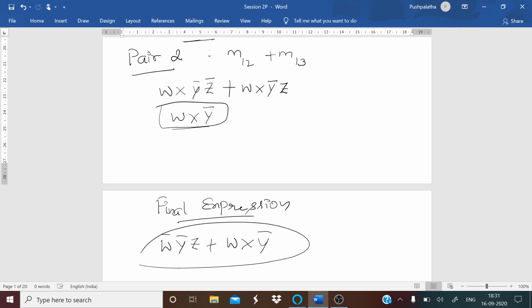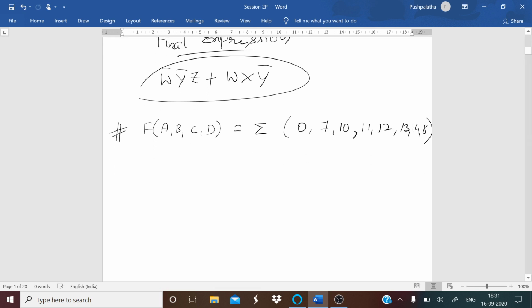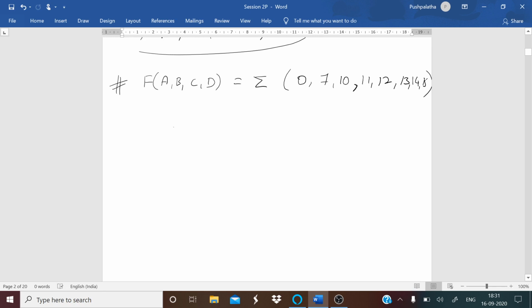So let us do one more sum here. Draw the K-map and write the reduced expression for f of a, b, c, d equals sigma 0, 7, 10, 11, 12, 13, 14 and 15. So now how are you going to solve? Again, draw the map.